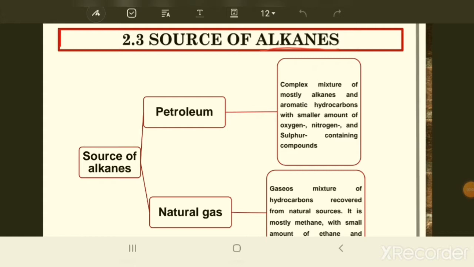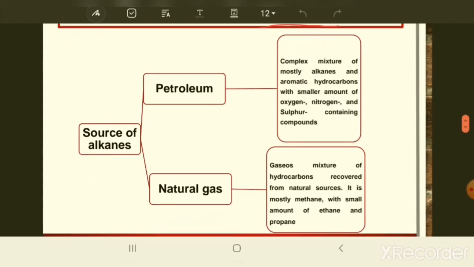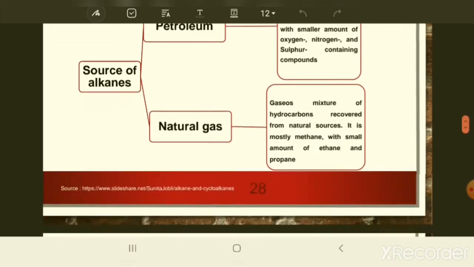So we will continue our lessons about alkane. Today we will learn about the source of alkane, and the physical and chemical properties of alkane. Source of alkane mostly comes from petroleum and natural gas. If the source of alkane comes from natural gas, the molar mass is usually low. Meanwhile, petroleum consists of more complex alkane.